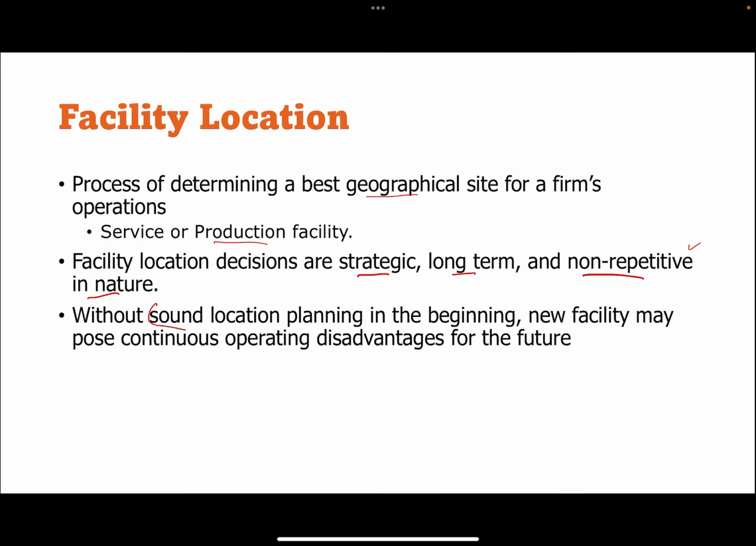And without sound location planning in the beginning, the new facility may pose a continuous operating disadvantage for the future. One such example is that Tata decided to put up its manufacturing plant first in Bengal, but subsequently they faced stiff opposition from the political groups there, and they were forced to shift that location back to Gujarat. Tata did not anticipate that kind of opposition from the political groups in Bengal, so they had to change it, and during that process they incurred significant loss.